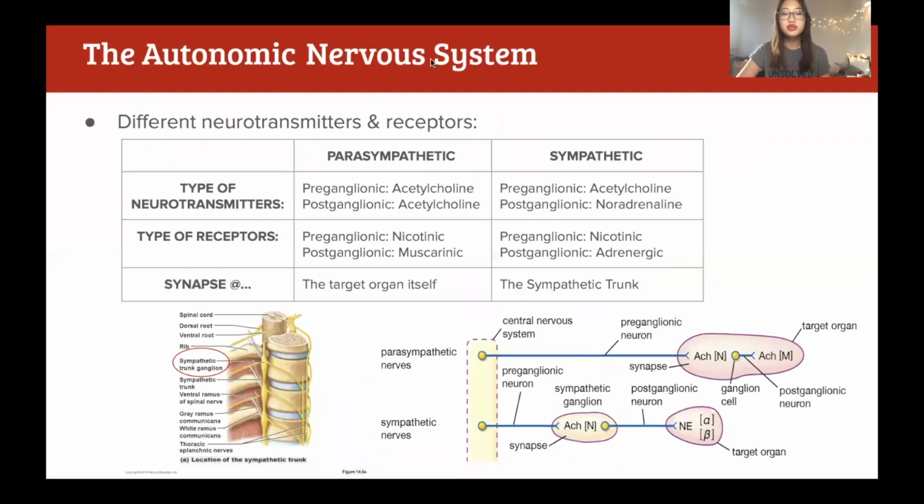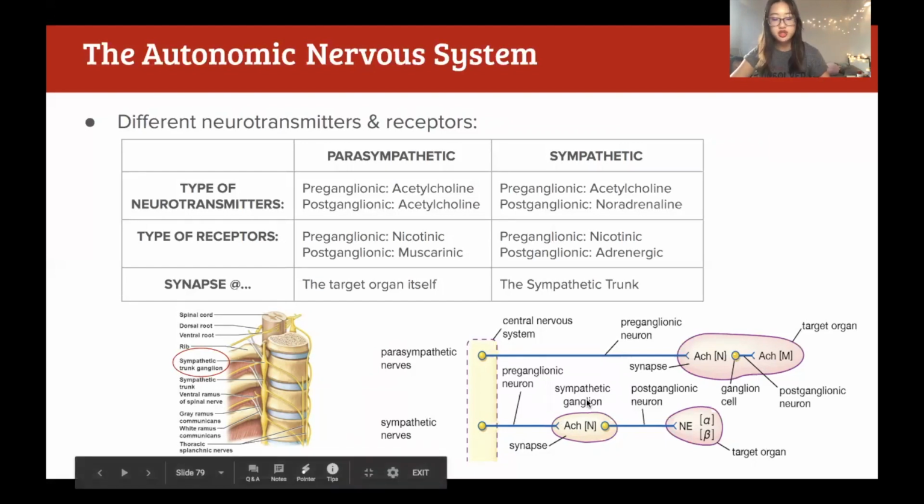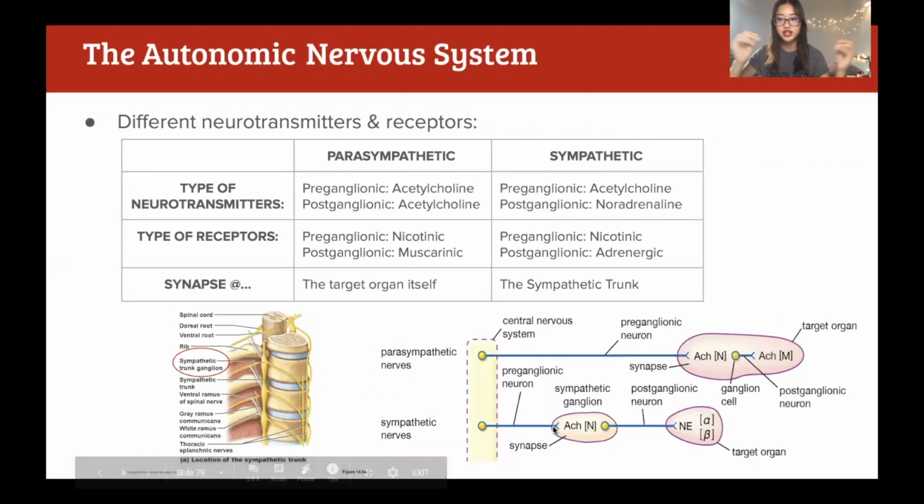Anyway, different neurotransmitters and receptors. So as we know, neurons have to synapse, right? For these autonomic nervous system neurons, they would synapse in the ganglia. The ganglia basically just means a collection of cell bodies in a synapse.